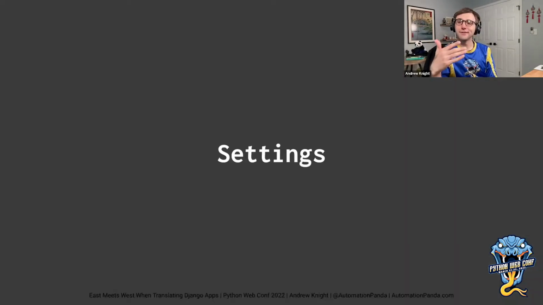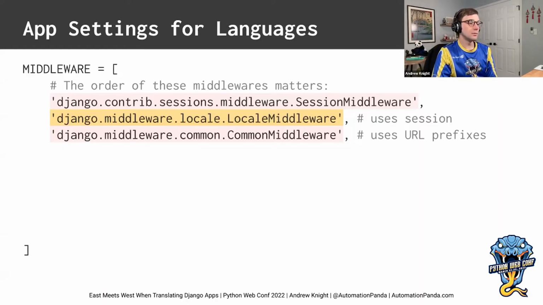So let's do this. Let's translate an app. Step 1, settings. What we're going to do is put all of these settings in our Django settings file. First thing we want to do is add the locale middleware to our list of middlewares. We need to be careful. We need to put this between our session middleware and our common middleware.